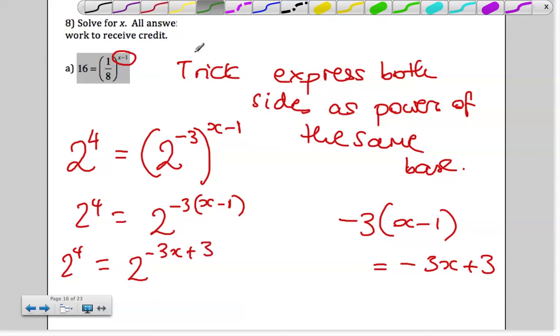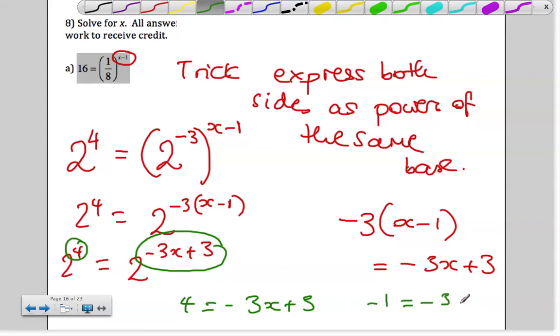And then those two things, because I've got the base the same, 2 to the something equals 2 to this, they have to equal each other. So 4 equals minus 3x plus 3. I haven't got the space, but you subtract 3 from both sides, gives you minus 1 equals minus 3x. Divide both sides by minus 3, gives you x equals 1/3.